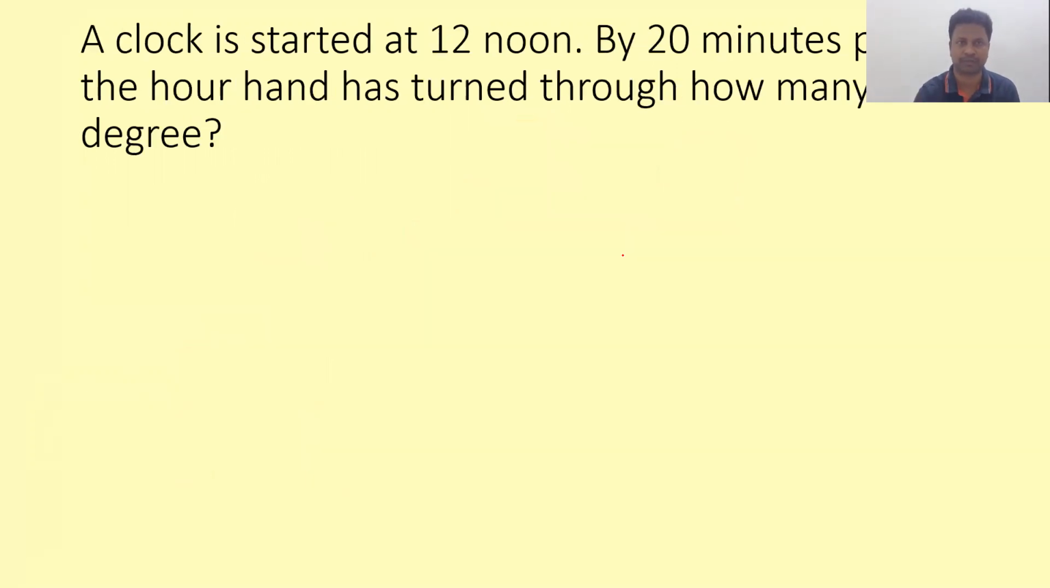We'll try the next question. A clock is started at 12 noon. By 20 minutes past 5, the hour hand has turned through how many degrees? From 12 o'clock to 5:20, the degree movement of the hour hand. Okay, very simple. For every 1 hour, the hour hand will move how many degrees? Already we have seen this, 30 degrees, correct? For every 1 hour, the hour hand will move 30 degrees.